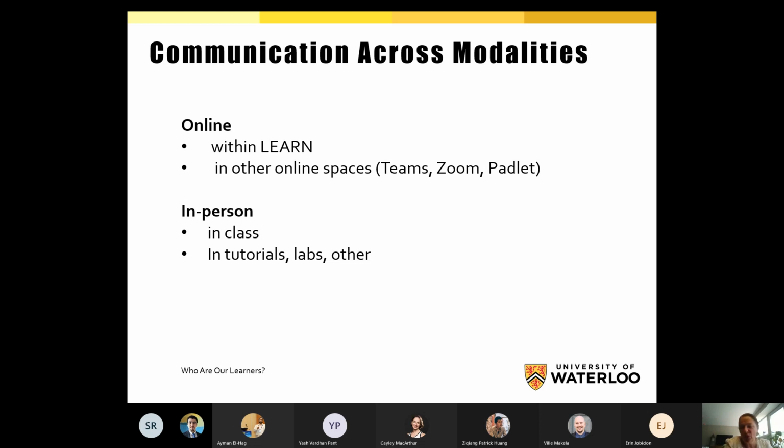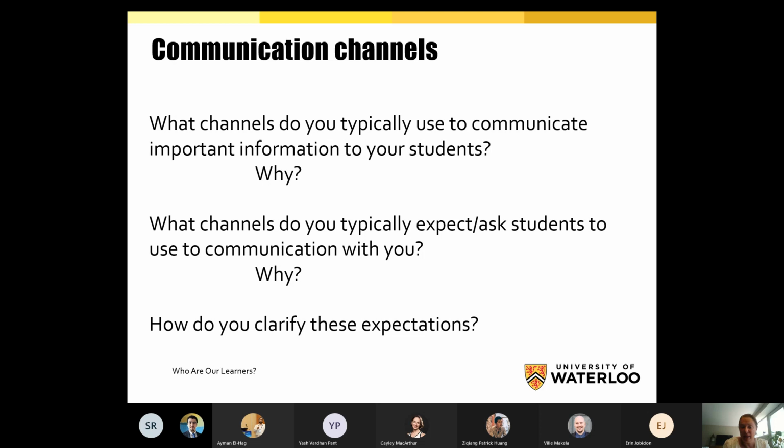This is where we thought it'd be helpful just to have some input from the group. So what we've created is a Padlet, and we would like you to answer these questions. Add your thoughts on these questions to that Padlet.